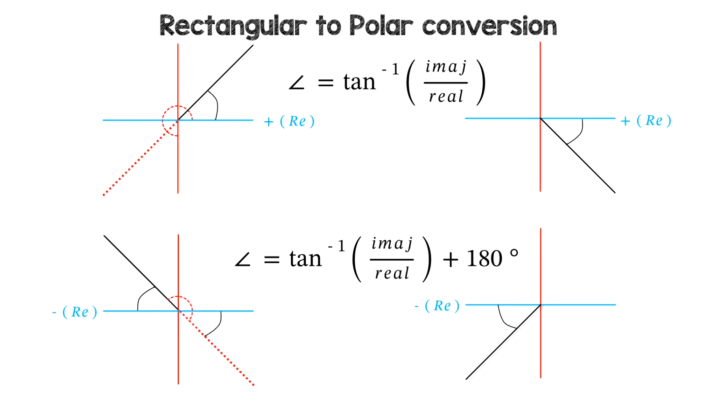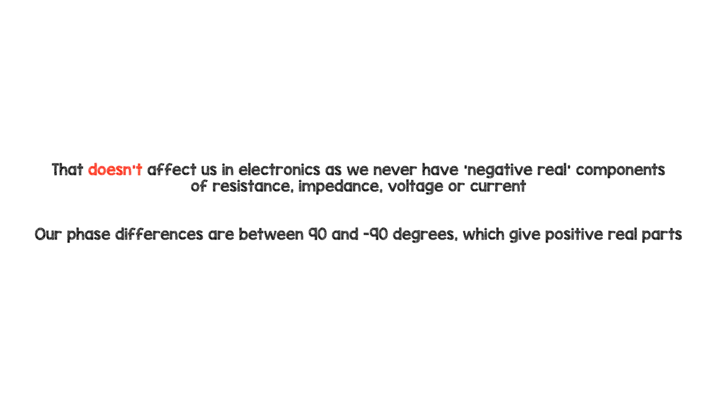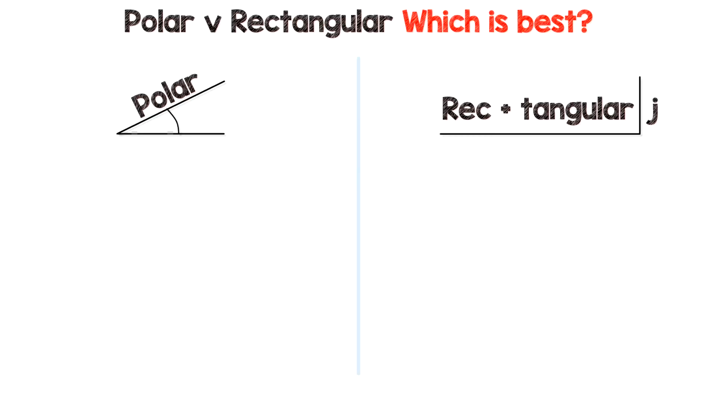On the two left-hand graphs, the angles indicated would be confused with each other, but it's not an issue in electronics. It doesn't affect us in electronics as we never have a negative real part, and our phase differences are between 90 and minus 90 degrees with resistors, capacitors and inductors. So polar versus rectangular, which is best? It all depends on what you need to do.